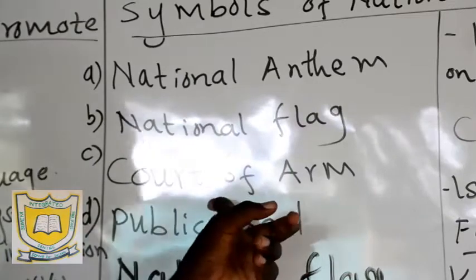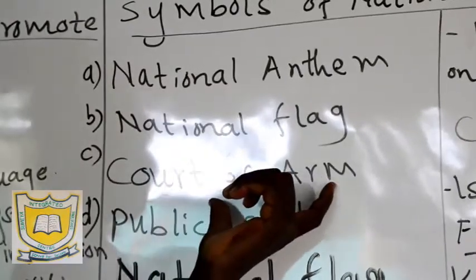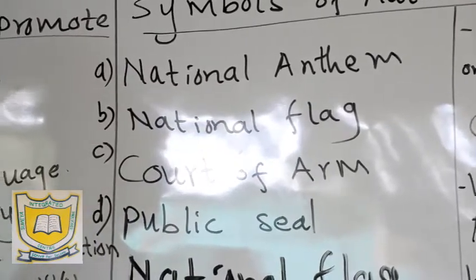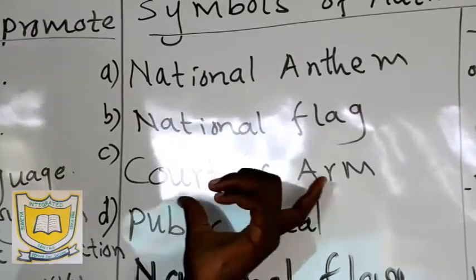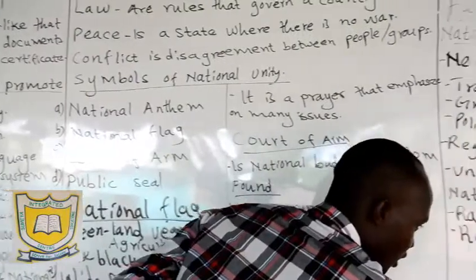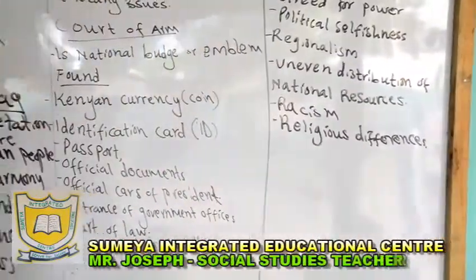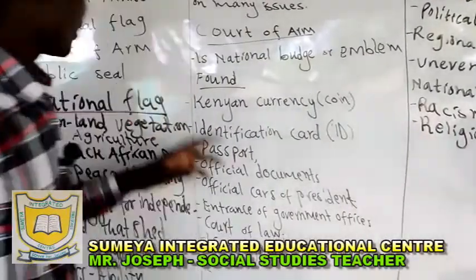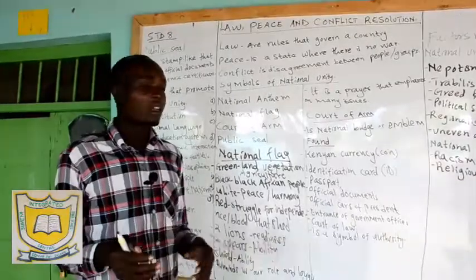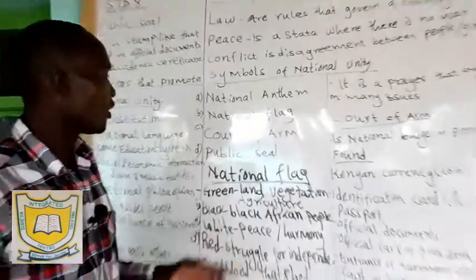Coat of arms. So the coat of arms is identified. You can find it on the coin, maybe the 5 shilling note, behind it. It has 2 lions on it, and then those lions are holding shields. So this one is what you call the coat of arms. It has some areas where it is found. We shall look at that.